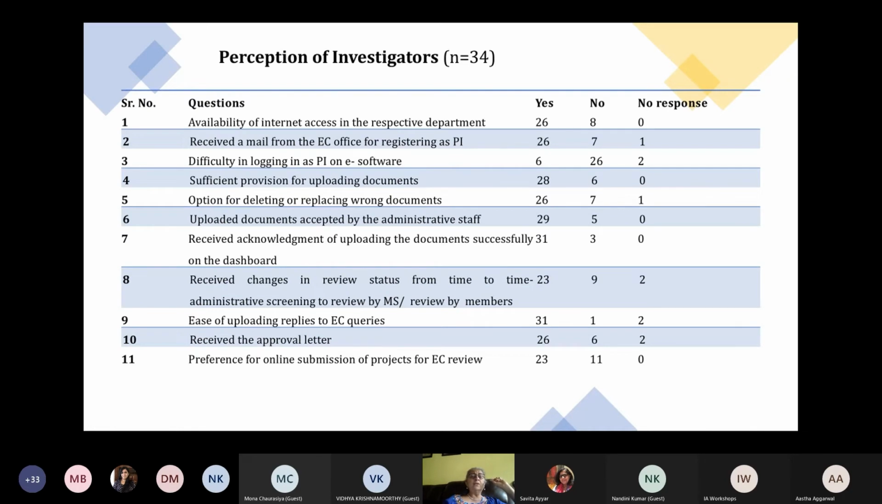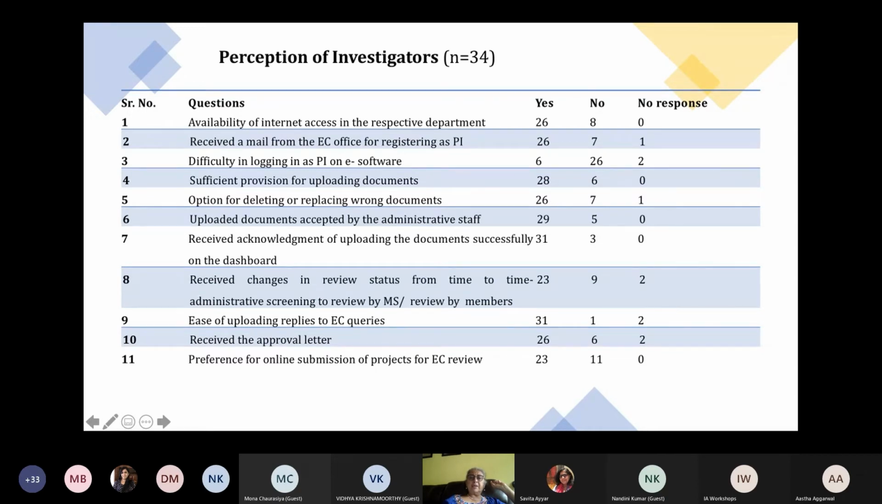One of my colleagues, Dr. Yashasri Shetty from KM Hospital Pharmacology Department, did a study, mainly in our own institution, in which they looked at the perception of investigators, and they said that the registration was easy. There was not too much difficulty. For example, there was no difficulty in logging in as PI in the e-software. Sufficient provision for uploading documents was there, as they said yes. Option for deleting or replacing documents was there.